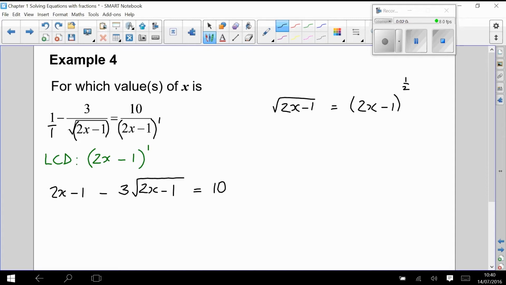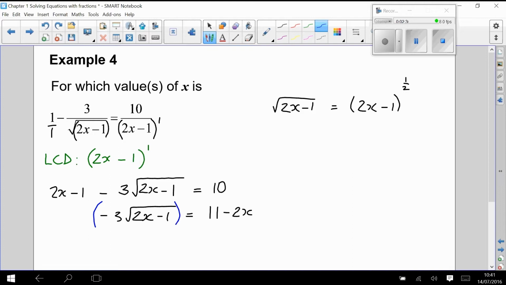Now, if I have a square root and I want to solve an equation, I try to get the term with a root on its own. The term with a root is minus 3, the square root of 2x minus 1. And so taking the other terms across to the right-hand side, I'm going to have 10 plus 1, which is 11, and then minus 2x. The method that I'm going to follow to get rid of this root is to square both sides.